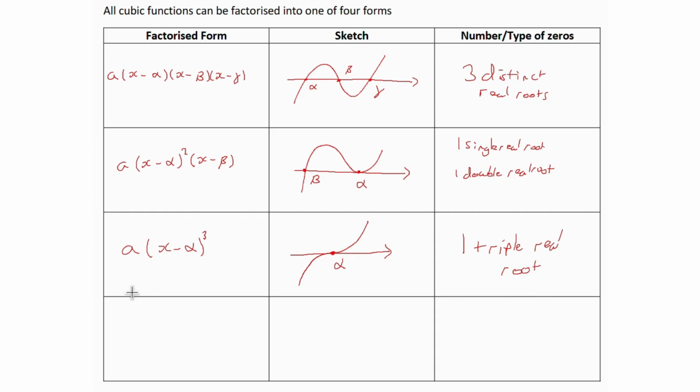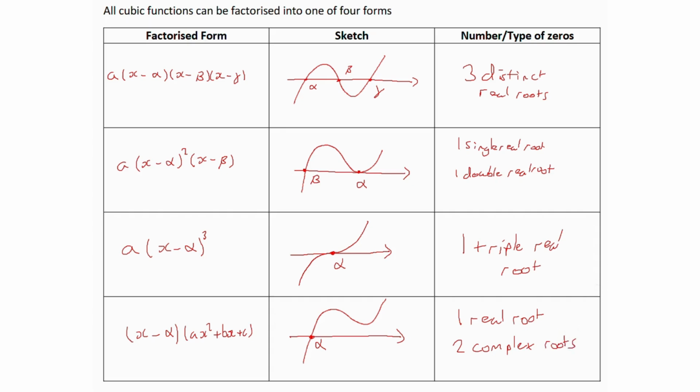Now finally, we might have something like x minus alpha times some quadratic. And what that looks like is it's a cubic that has one root there, but then this bit bends up and never touches the x-axis again. That is at alpha. But there's 2 roots here which don't actually happen. This one has one real root and 2 complex roots.